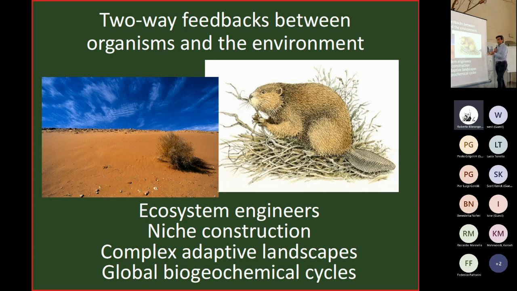Same thing for the plants in the desert. In areas where there is very low precipitation, typically shrubs become islands of moisture and fertility, and so favor other species. Of course, they don't do that in order to favor other species. They do that just to survive. They were selected in order to survive.